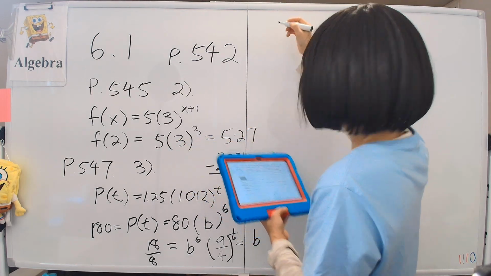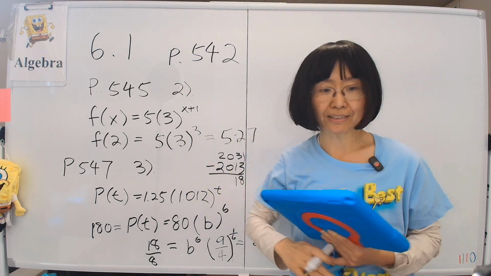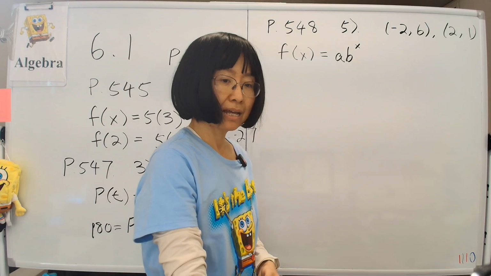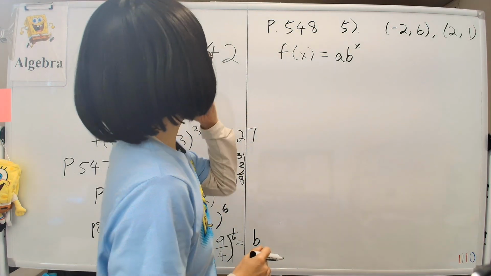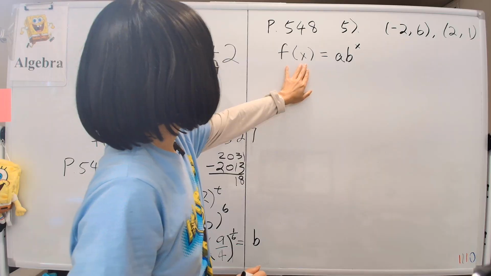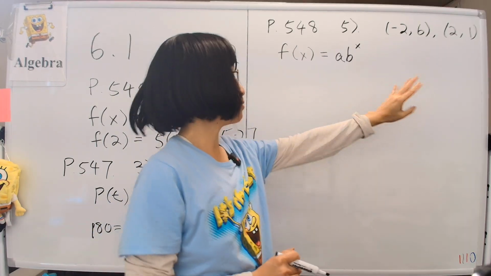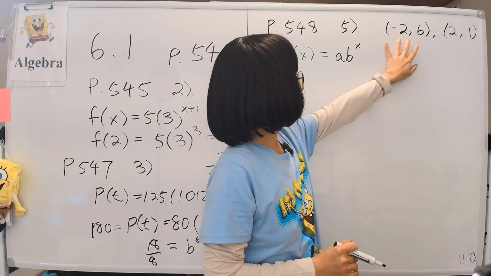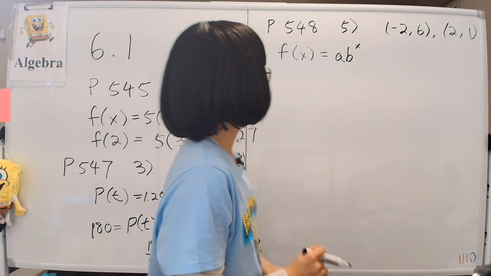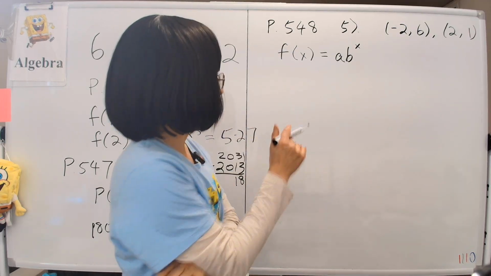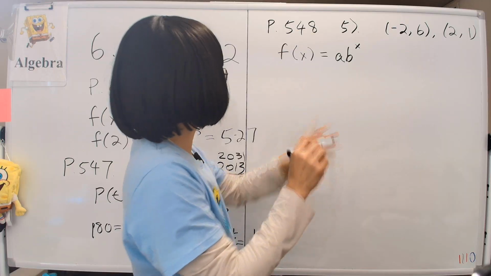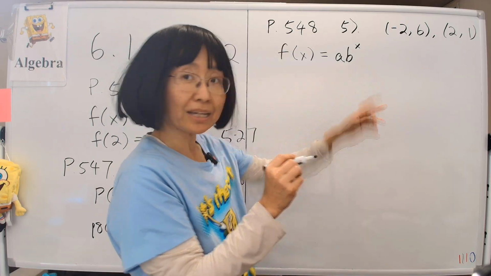Let me write this stuff down. So I have the problem written down. We have some kind of function, but we don't know either A or B. However, we're given certain information, like clues. We have -2, 6 and 2, 1 as part of the graph. With that, hopefully we can come up with what the function is. Basically, we need to figure out what A and B are.